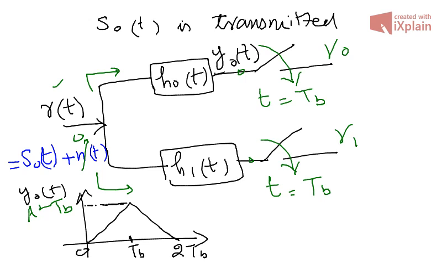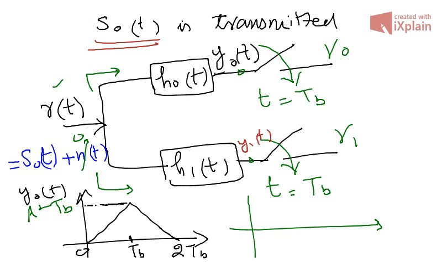Similarly, we also saw the output y1 of t from the second branch, the output of the matched filter when S0 is transmitted. Keep this in mind. We are talking about S0. We are assuming that the transmitter has transmitted S0.